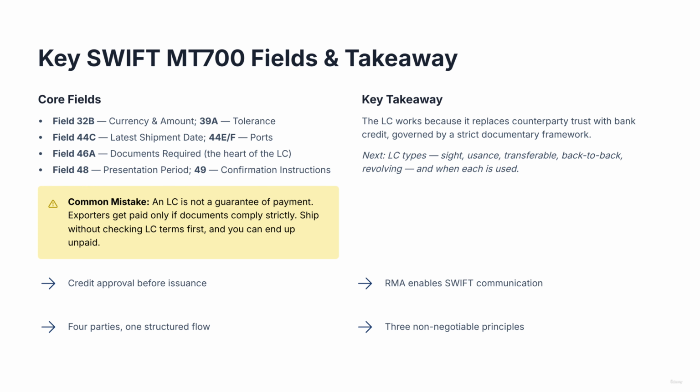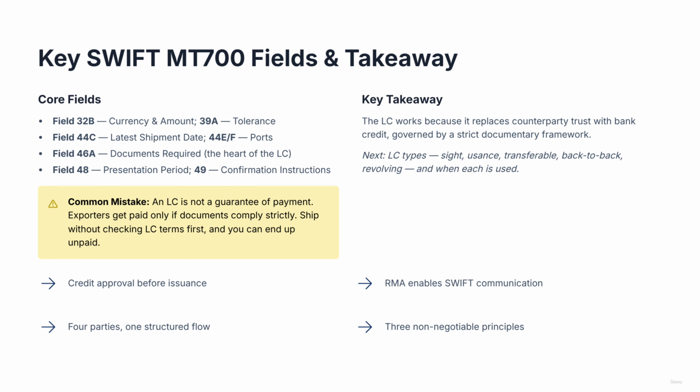Many exporters assume that receiving an LC means they will definitely get paid. That is not correct. They will get paid only if their documents comply strictly with the LC terms. An exporter who ships without first checking whether the LC conditions are workable or who cannot produce the exact documents specified can end up with a valid shipment and no payment. The LC works because it inserts bank credit and bank discipline into a transaction between two parties who may have no reason to trust each other.